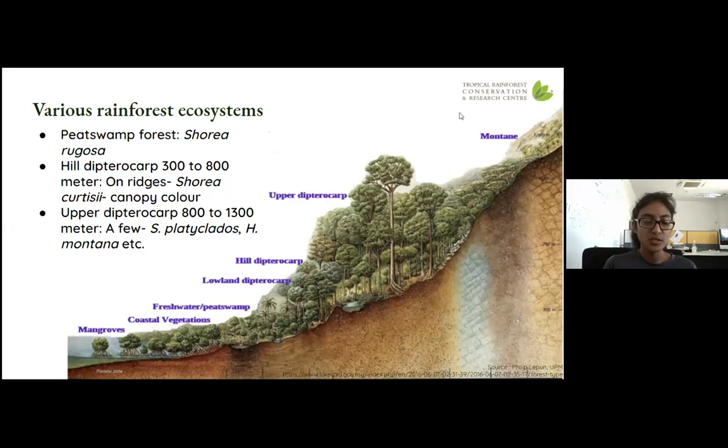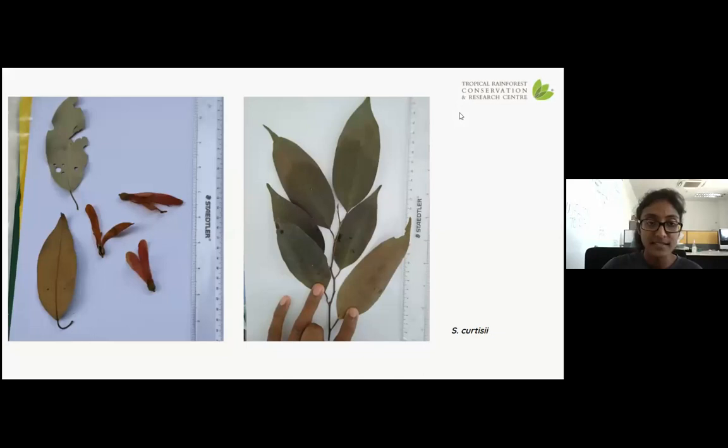Below 300 is the lowland dipterocarp. And above 800, from 800 to 1,300 meters in altitude, is the upper dipterocarp forest. In this forest type, it's quite rare to find dipterocarp trees, but if you do find them, you will find Shorea platyclados, which is Meranti Bukit, and Hopea montana, etc. So this is an example of the bluish, grayish-like leaves of Shorea curtisii. Here you can see it's a bit grayish, purplish.